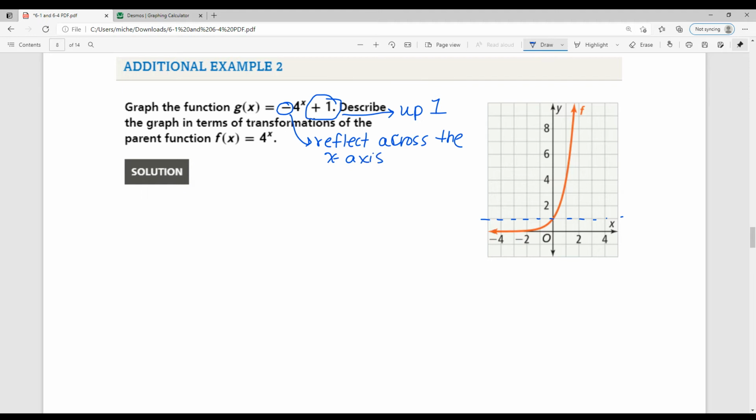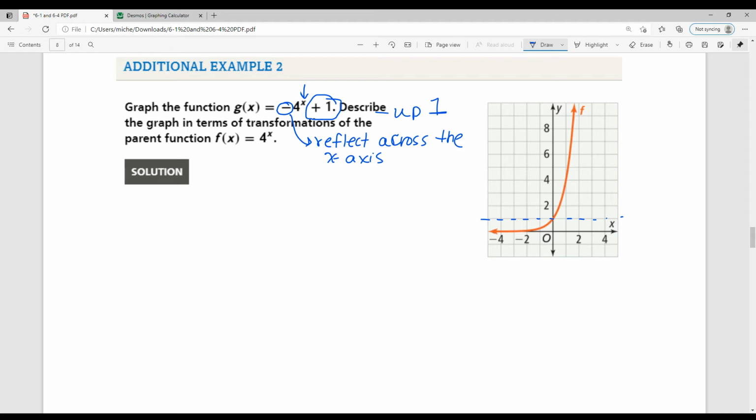But I do need to be careful about the order that I do this in, because if I reflect and then move everything up 1, it could be different than if I move up 1 first. So how do you tell the order? You go in order of operations. So always start with the x, and then follow the order of operations.